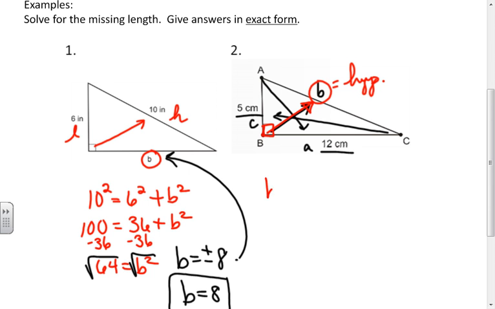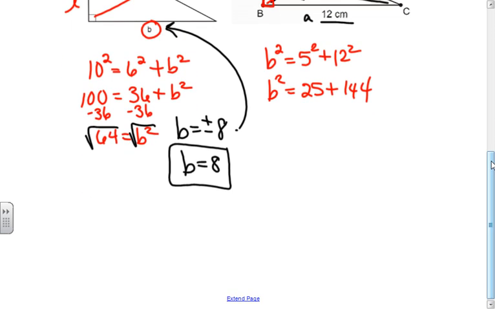So here I have b squared is equal to 5 squared plus 12 squared. So b squared is equal to 25 plus 144. If you don't know your perfect squares up through maybe 15, you might want to practice. It makes the problems go a little quicker. So b squared is equal to 169. Square root both sides, b is 13.